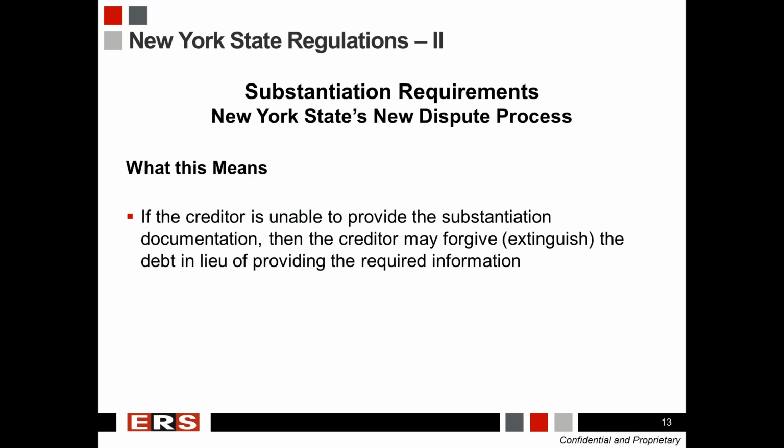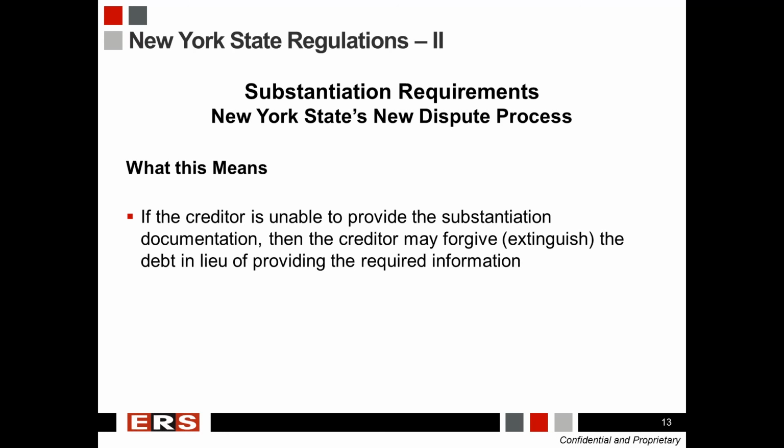And what this means, it was quite a mouthful, I understand. If the creditor is unable to provide the debt collector, ERS, with the substantiation documentation, and that is all the materials that we listed earlier, then the creditor may forgive / extinguish the debt in lieu of providing the required information. And in fact, this is the only way for ERS to avoid the fine if the documentation cannot be provided. Again, we cannot close and return that account.